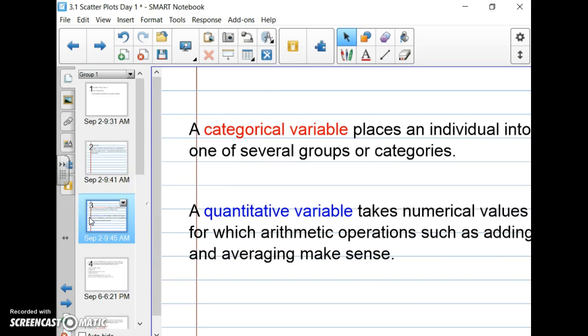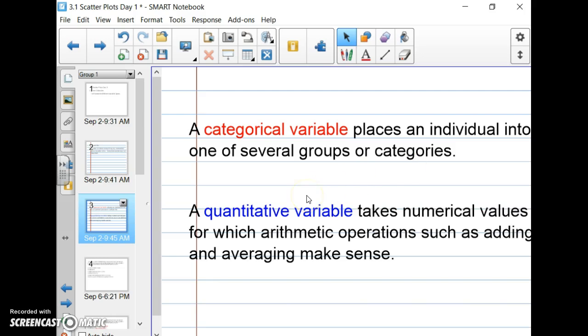So jumping into the lesson, the first 2 variables I want to talk about were categorical variables and quantitative variables. So a categorical variable places an individual into one of several groups or categories. So the keywords there being, groups or categories. Anything that's synonymous with those words basically is a huge indicator that you're working with a categorical variable.